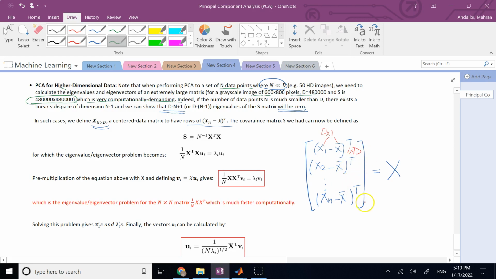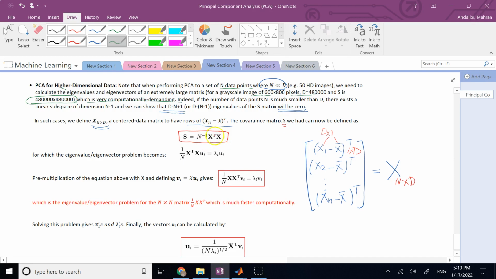And there are n of them. So the dimension of that is going to be what? N by d. You have n rows, each row is 1 by d. So it's going to be n by d. That's your X. Now you define the covariance matrix of this matrix X.